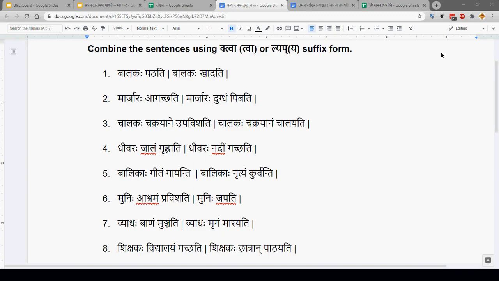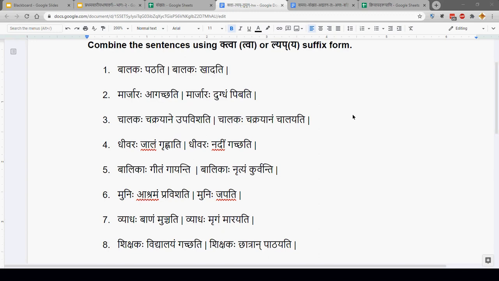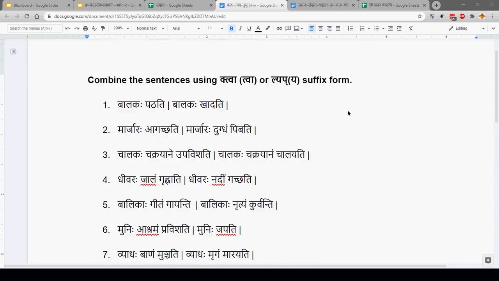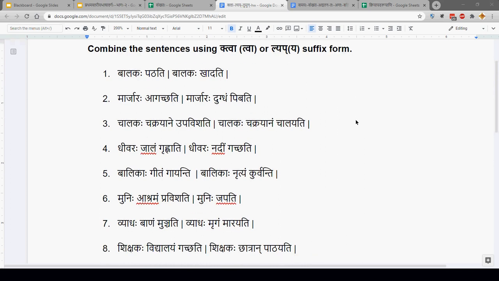So last week we had these different sentences to combine using twa, ya or lyap, and then tum. Some of you have done it correctly. I just wanted to go through this very quickly and then proceed.